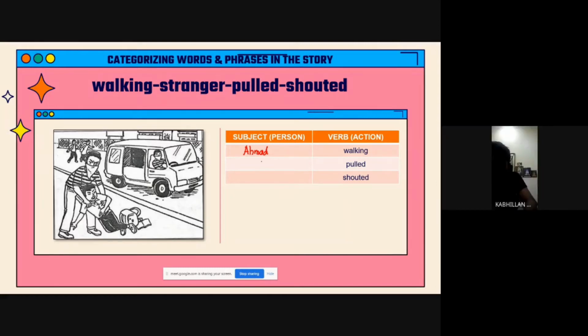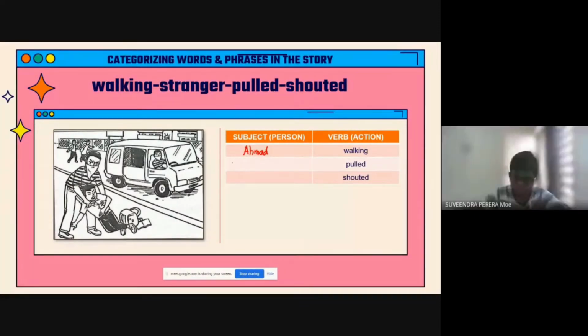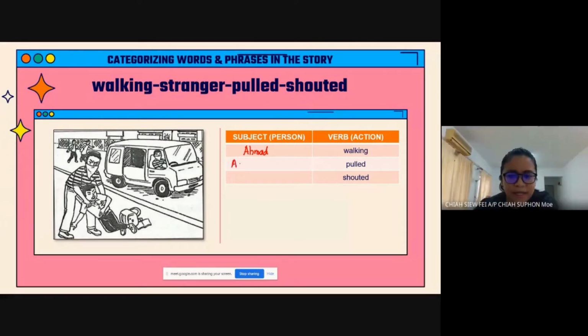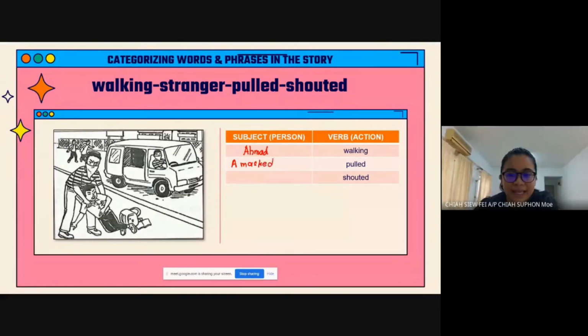Okay, so Ahmad walking. So who is pulling? Who is doing the pulling here? The thief. The stranger. It's not the stranger, isn't it? The masked man. Yes, the masked man. Very good.